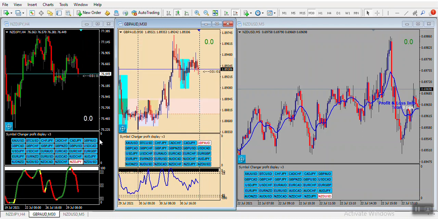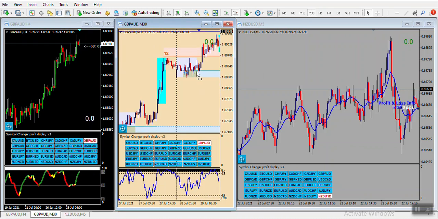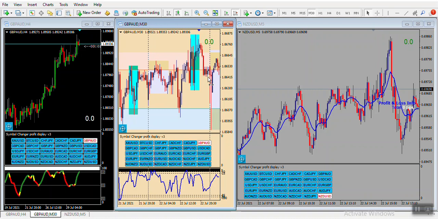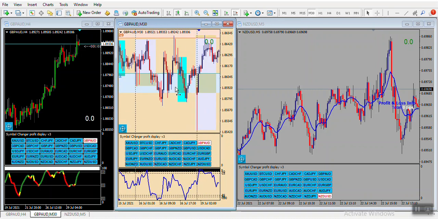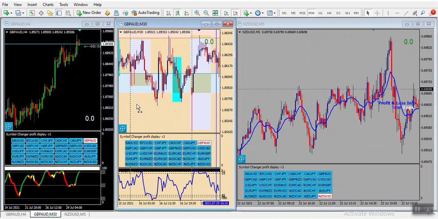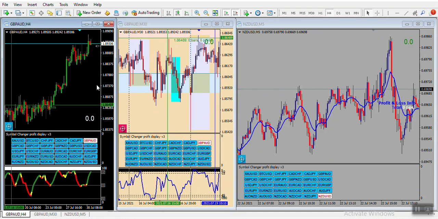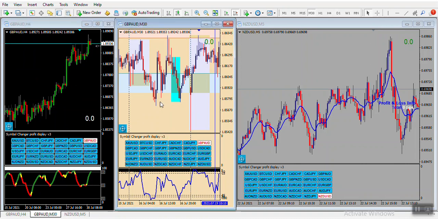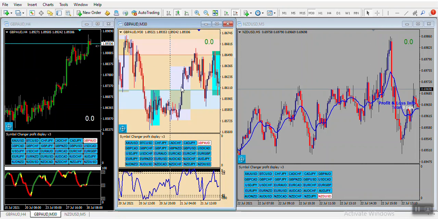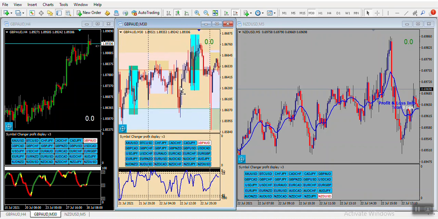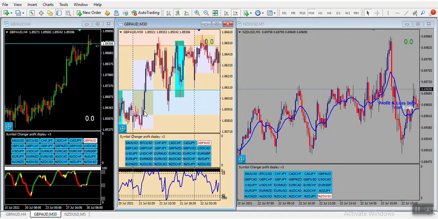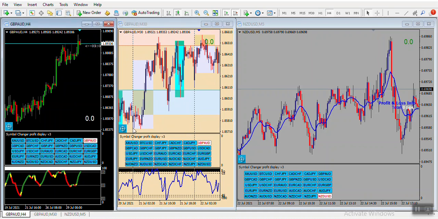Let's see if I have something. If I have a buy, I need a buy setup. I think this is still a sell setup. Let me see. Still a sell setup. Okay, I don't have a perfect setup for a buy, but let me just look for any setup. Okay, let's use this one for example. I'm not saying this was a right setup.